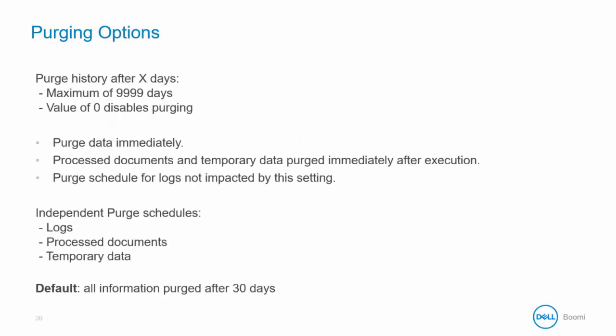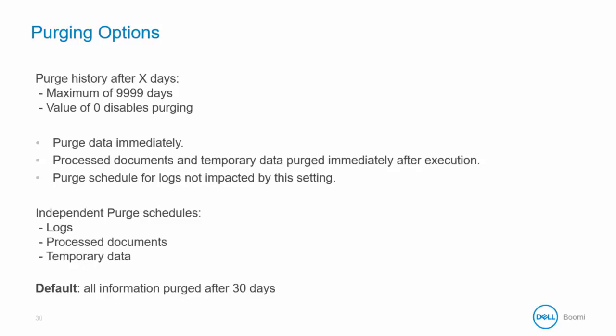Two purge settings are accessed in Atom Management. To get there, simply go to Atom Management, Settings and Configuration, and then Properties. The first is Purge History after X days, which sets the number of days following process execution that logs, process documents, and temporary data will be purged.